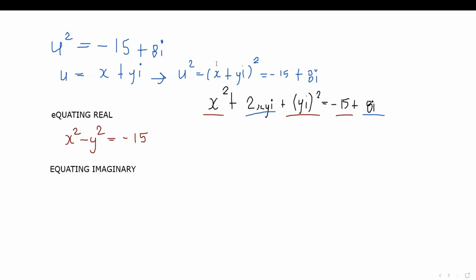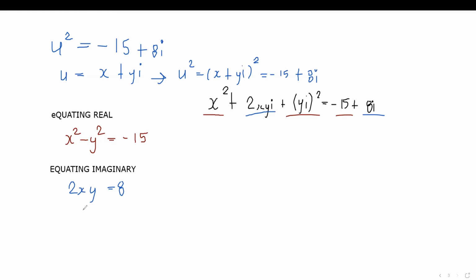Equating the imaginary parts, what we have is 2xy is equal to 8. Now notice I drop off the i, because you don't need to say 2xi equals 8i. The i's cancel anyway on both sides.